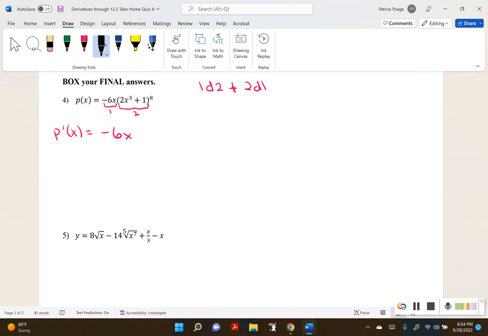d2 means I'm going to take derivative of the 2 term, which is a bunch of stuff to the 8th power. So derivative is going to be 8, a bunch of stuff to the 7th power. Copy paste the stuff in here, times the derivative of that stuff. Derivative of 2x cubed would be 6x squared, and derivative of 1 is 0. So I've done 1d2 plus 2, I'm just going to write down my 2 term, d1. The derivative of my 1 term is just negative 6.